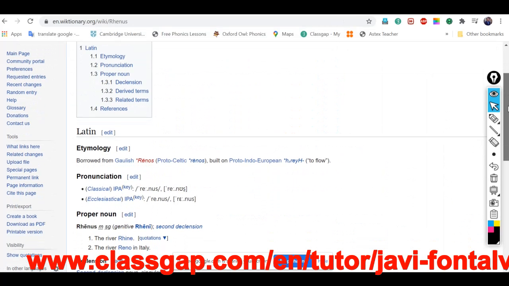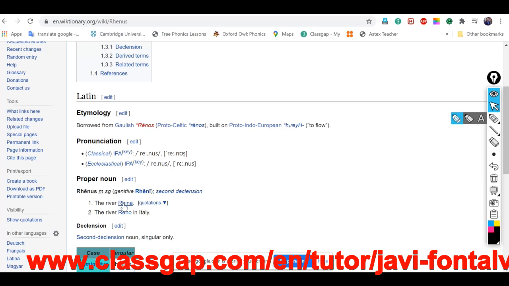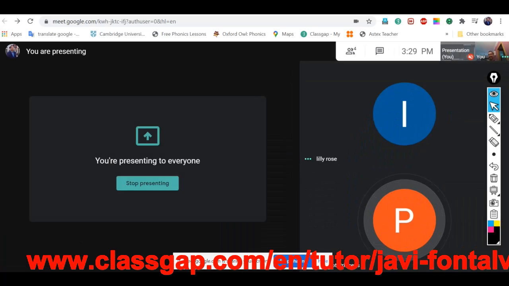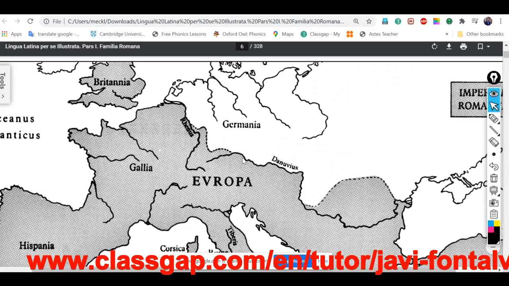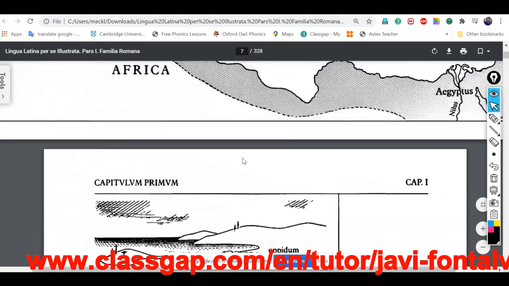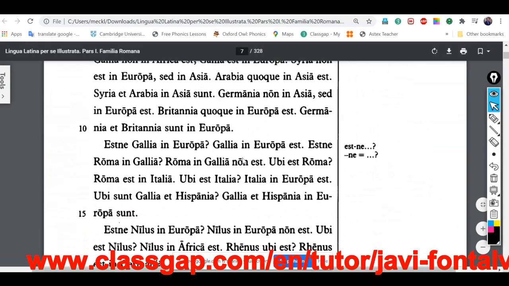In English you call it Rhine, yeah? Yeah, this is it. Sí. El río Reno, yeah. So, pues es el Rhine. No te preocupes. Estamos aquí aprendiendo idioma, no geografía, ¿verdad? But I've forgotten my own language, which is even worse.